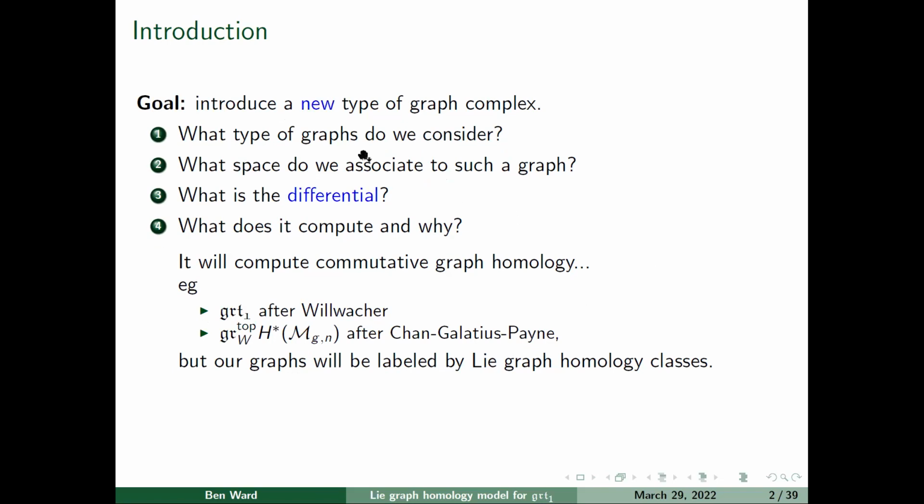Okay, and I say new here, but really the only thing that's really new is, I would say, the differential. The rest of these aspects will have a flavor that's probably familiar to many of you. And if you're familiar with this language of modular operads and the Feynman transform, it will be very familiar. Okay, but let's try to do these four things first.